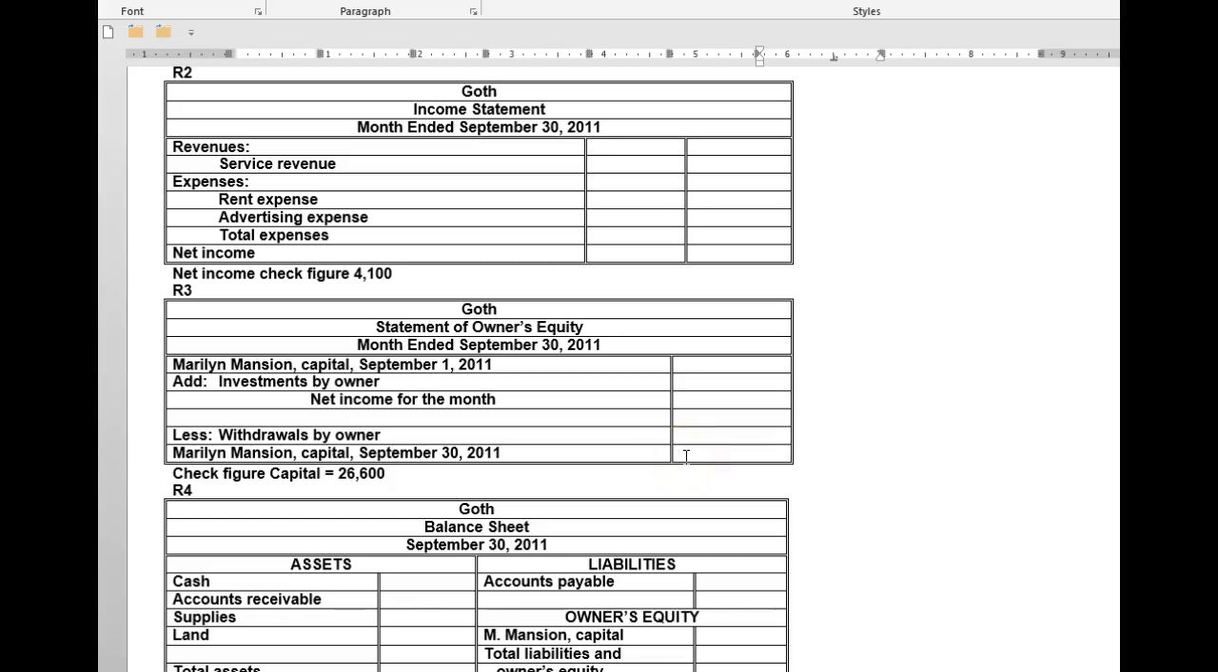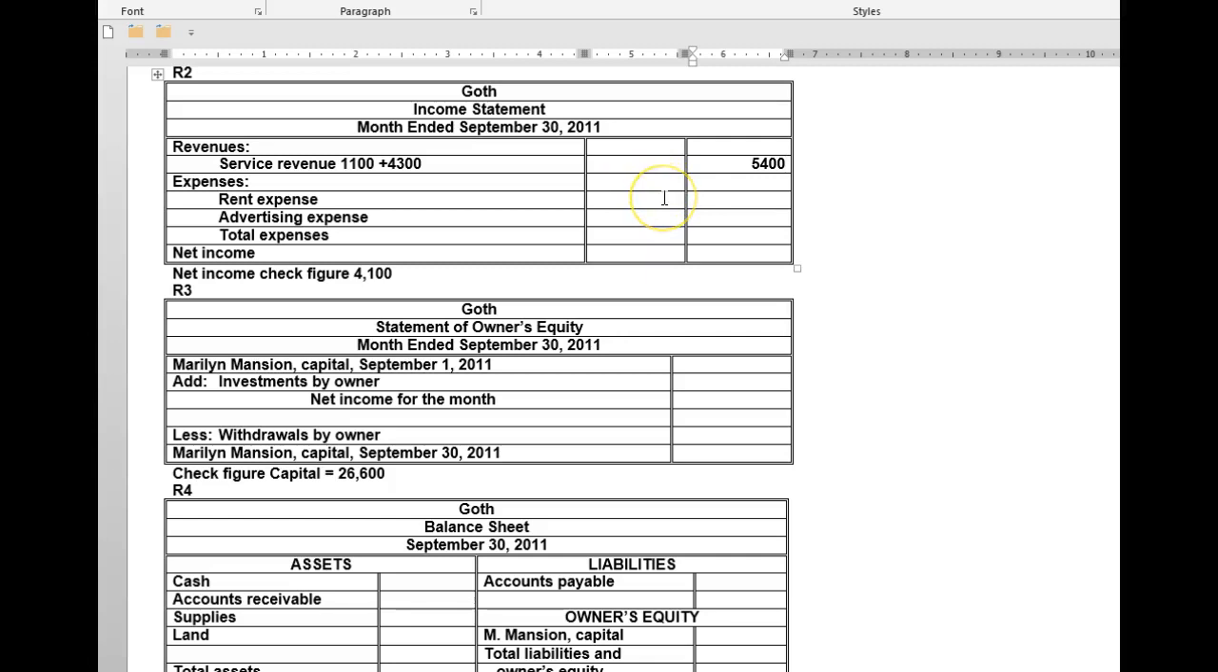So, here's the income statement. And from the worksheet, you can now pull off your service revenue. And that revenue was $1,100, plus there was one other $4,300. So if you add those two together, you will end up with the revenue, which is $5,400. Isn't this fun?